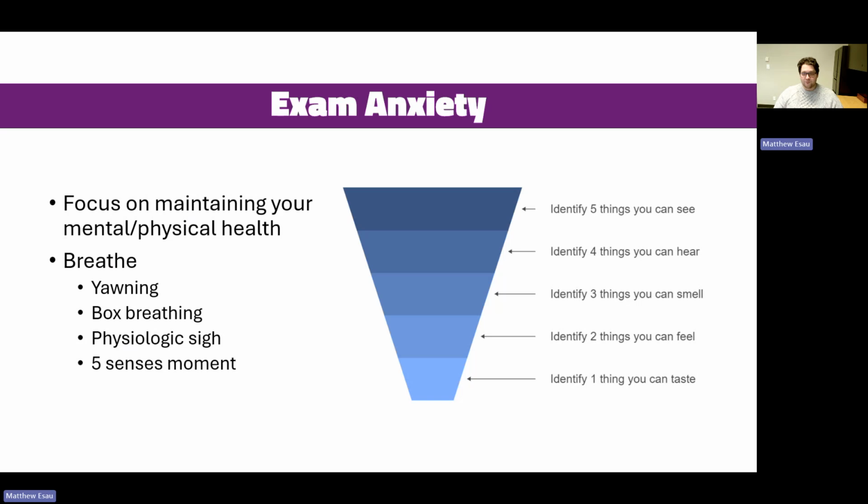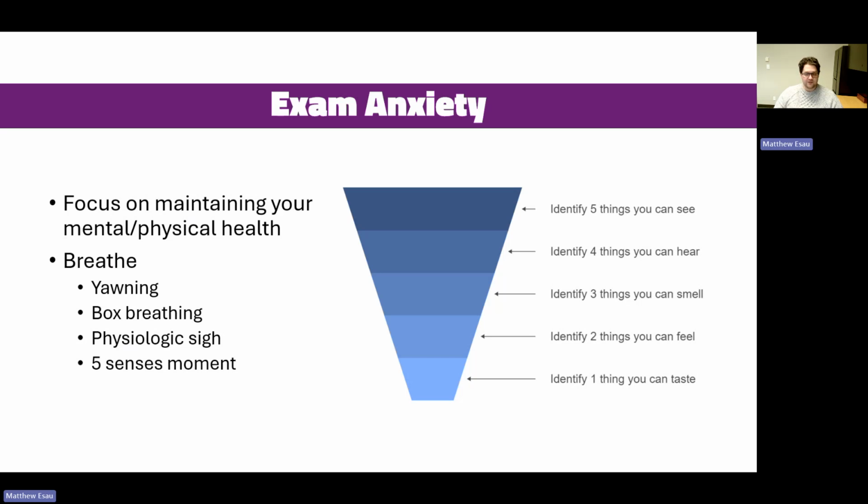But yawning brings our heart rate down, brings our blood pressure down, makes us feel relaxed. Same with water on our face. So some people like to drink a lot of water. That helps. Some people go to the bathroom, splash water on the face. That helps. All things that bring down our heart rate and our blood pressure. Physiologic sighs, another breathing exercise. Box breathing. Box breathing is when you breathe in for 4 seconds, hold it for 4 seconds, breathe out for 4 seconds, hold it for 4 seconds.